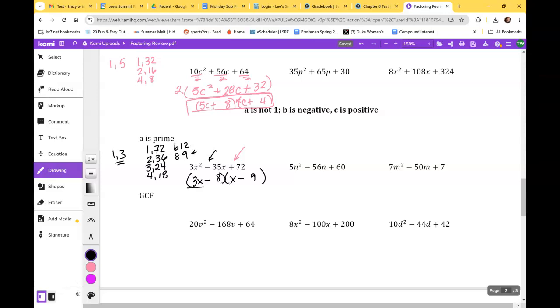Well, that's kind of odd. So there's my answer. Because I have a negative 8x on the inside, a negative 27x, and negative 8 and negative 27 matches my middle.